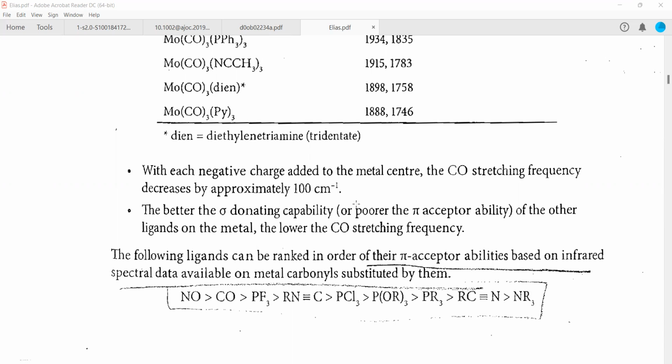So what does the stretching frequency of carbonyl depend on? It depends upon the metal, it depends upon the charge on the coordination sphere, and it also depends upon the spectator ligands.